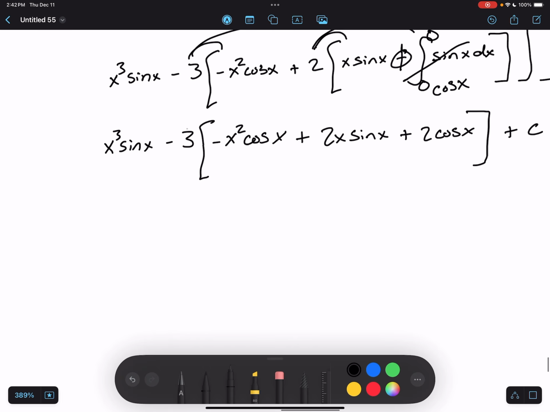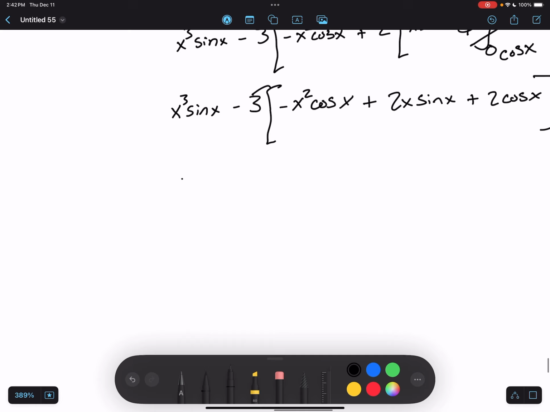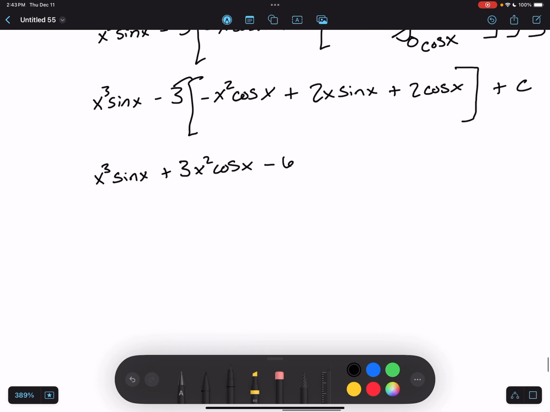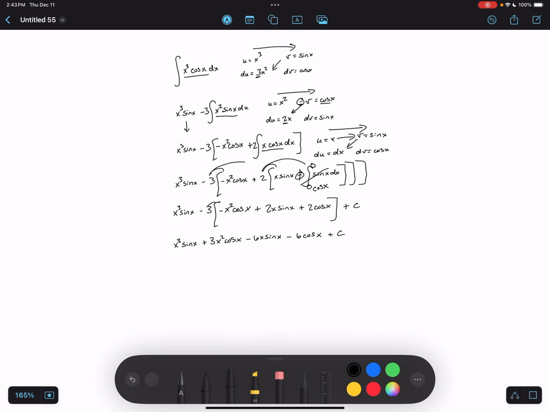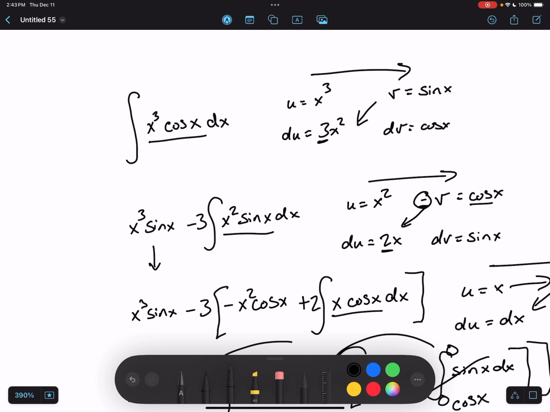Now we just need to distribute this negative 3, and we should be at a point where we're almost done. So we've got x cubed sine x, and then minus 3 times minus x is plus 3x squared cosine x, and then we have minus 6x sine x minus 6 cosine x plus c. And that is the solution, the very long solution, to our integral, x cubed cosine x.